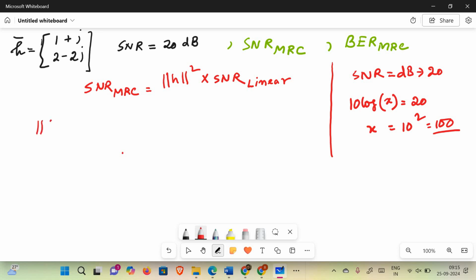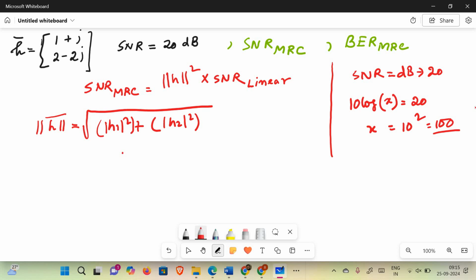Now we come to the norm part. Let me just do that as well. The norm part is usually calculated as the square root of the absolute value of H1 squared plus the absolute value of H2 squared, like this. Given that you have H1 and H2 over here, H1 is indicated as 1 plus J and H2 is represented by 2 minus 2J. Basically, it is two links. If you visualize the block diagram, we had two paths.